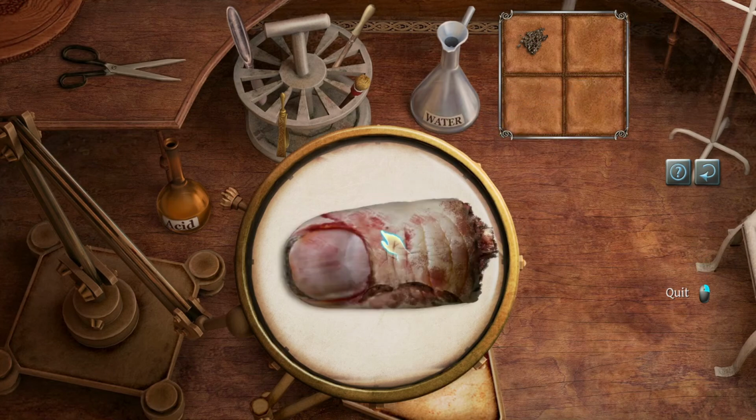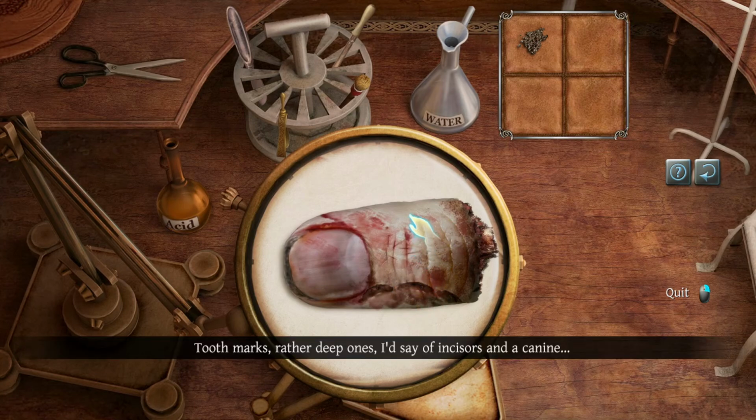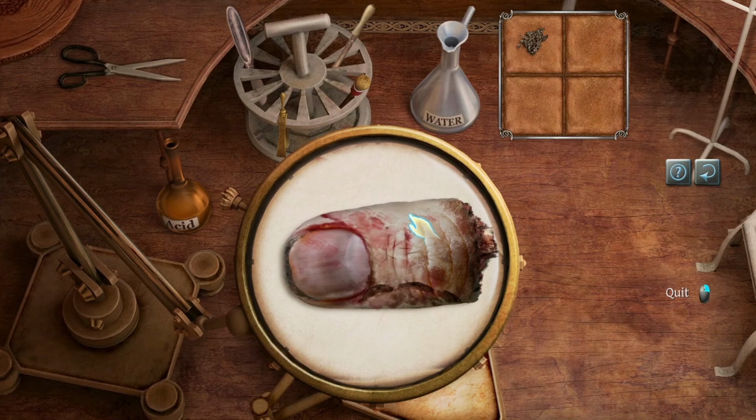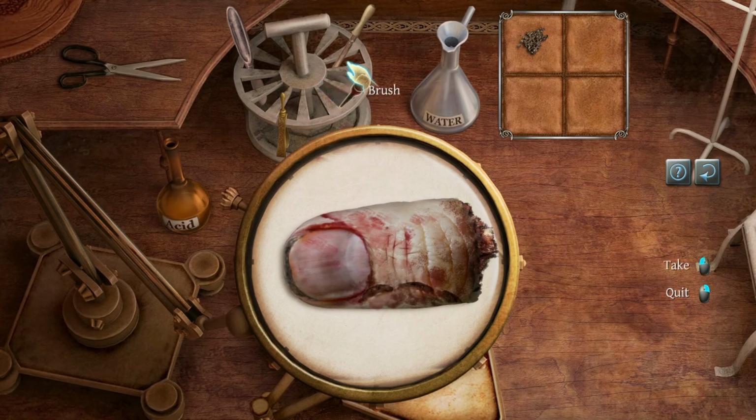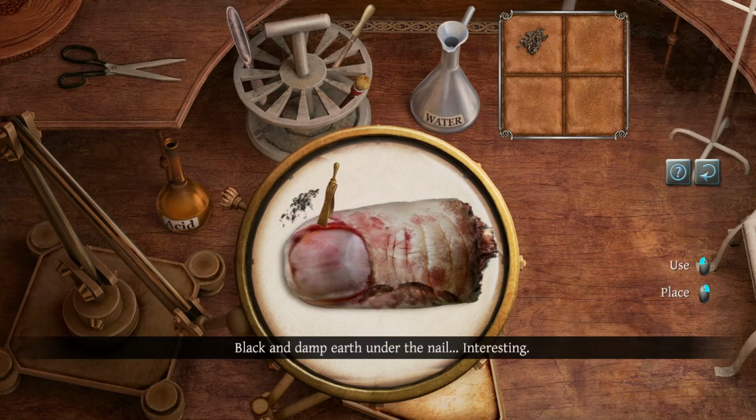Another finger, I think. There are bite marks. Tooth marks, rather deep ones. I'd say of incisors and a canine. Did the late Bishop manage to bite one of his attackers? Okay, there's something. Let's take the pincers. Black and damp earth under the nail. Interesting.